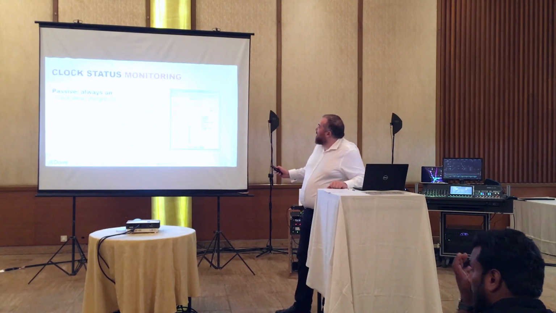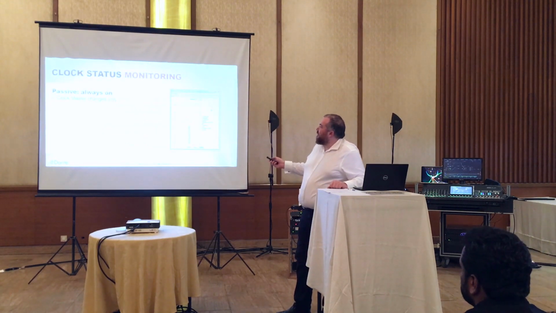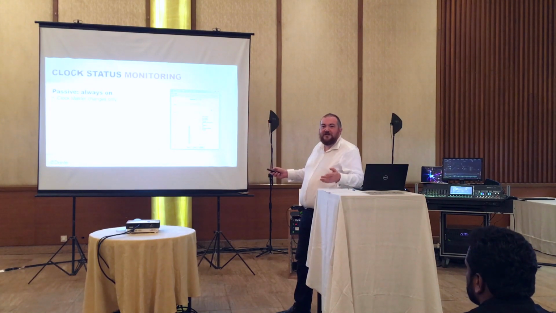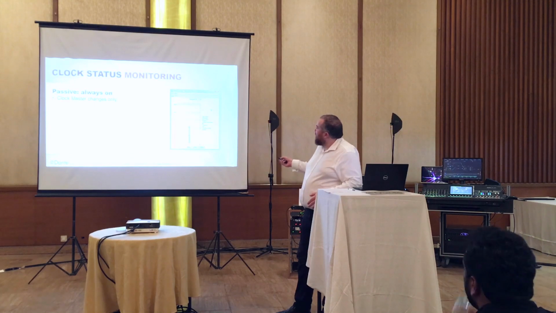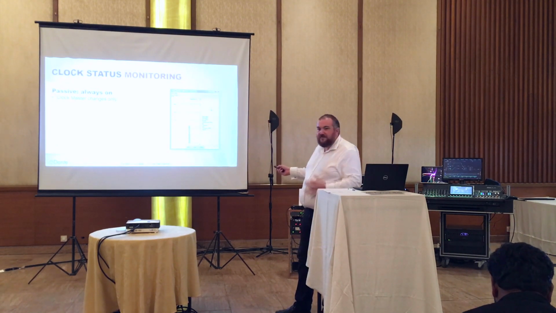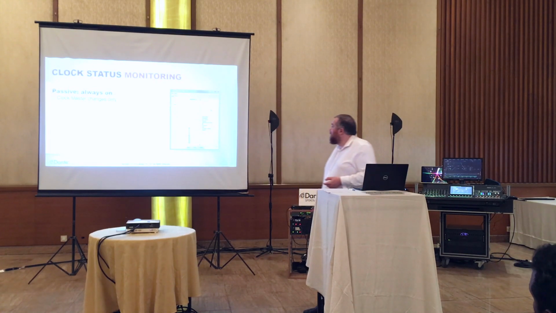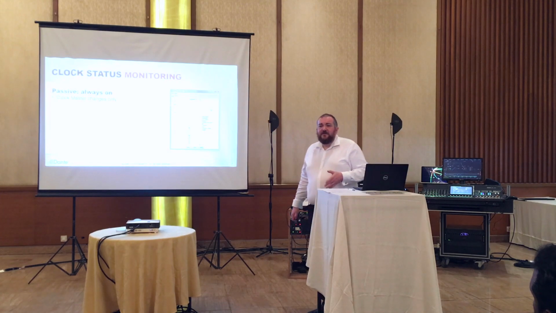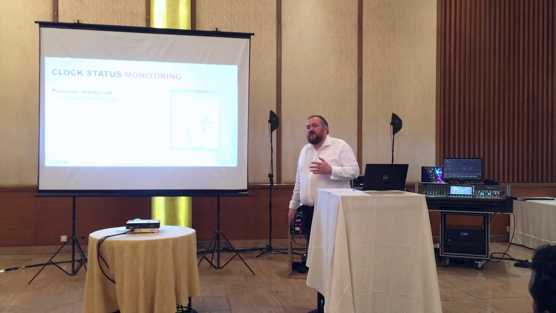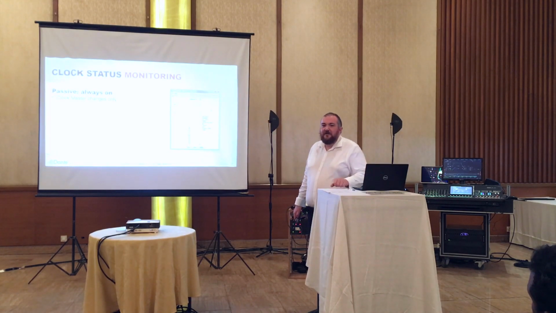So, clock status monitoring. In passive, it's always on. It will only tell you about changes, who's changed the master clock, etc. You can pull up a clock histogram and it will tell you what the offset is from the master frequency. And this kind of spread is absolutely fine. This is parts per million. Typically, most manufacturers will set a mute at about plus or minus 200 parts per billion.